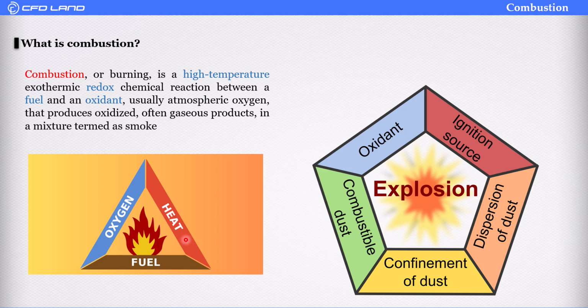But if you need another form of combustion, like explosion, our triangle turns into a pentagon. You need two more conditions. Dispersion of dust. Dust is our fuel and oxidant. Dispersion means how well they are mixed together, okay? We need them to be mixed into each other. And confinement of dust. We need the dust to be bounded by walls. We need it to be in a closed chamber.